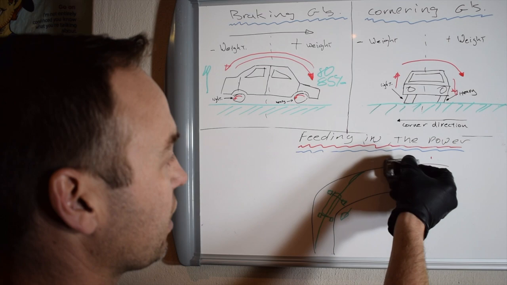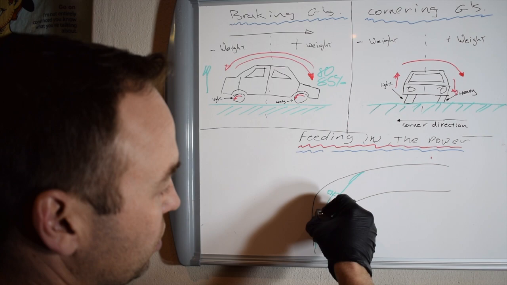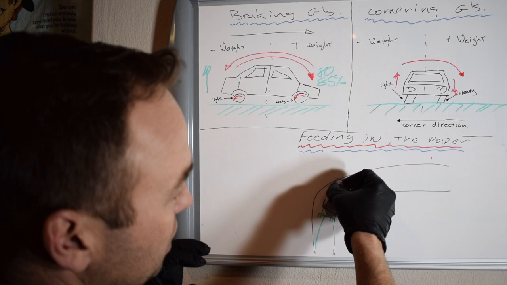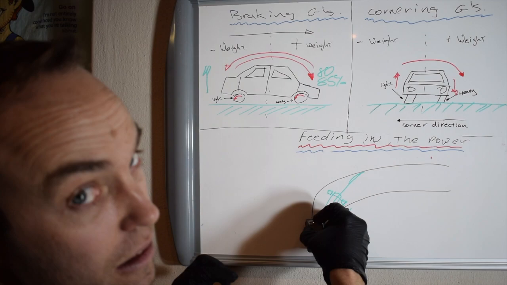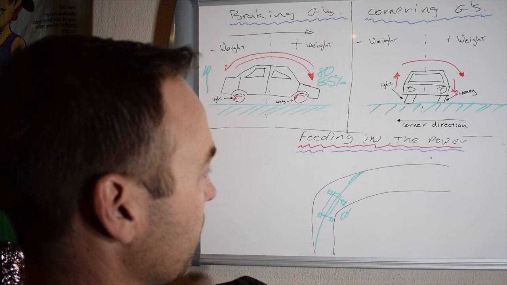As you arrive close to the clipping point, you feed the power in, and as you get to about this point, you're probably on full throttle. So it's most likely here 10%, 30, 40, 80, 100% as you reach the exit. So you should be on full throttle around there. Depending on the car, the power, the grip levels, the day, there are so many factors, but you will have to feel that out in your car as well.